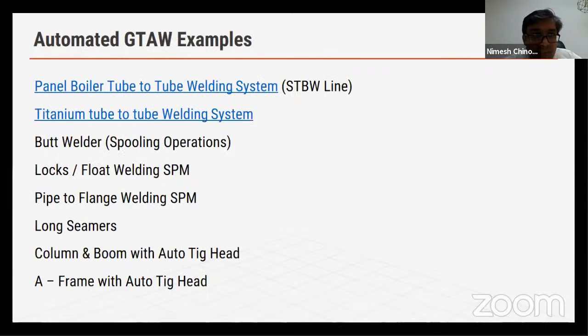I'll take you through a couple of examples: panel boilers for tube-to-tube welding systems for straight tube welding lines, titanium tube-to-tube welding systems on a similar line.